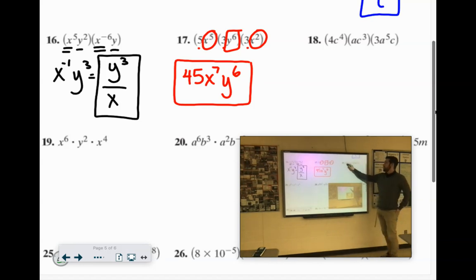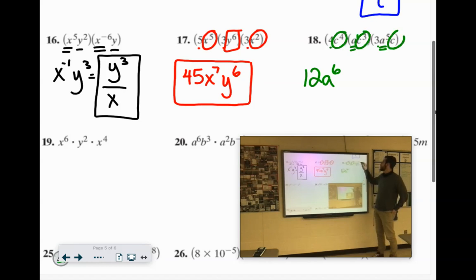Okay, our numbers out in front, 4 times 3, that's a 12er. For the a's, we have a to the first times a to the fifth. 5 plus 1 would be 6. And then for the c's, we have 4 plus 3 would be 7, plus 1, don't forget about that one, would be to the 8th power.